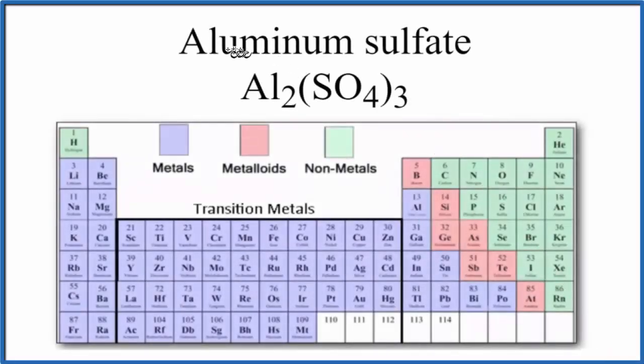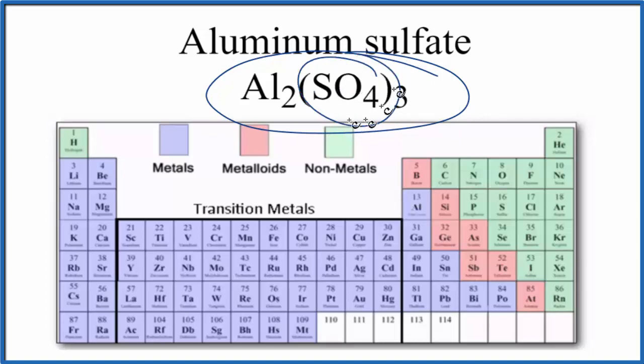In this video, we'll look at whether aluminum sulfate, Al2(SO4)3, is ionic or covalent. The short answer is that the entire compound itself is an ionic compound. But when we look at the bonds between the sulfur and the oxygen atoms, those bonds will be covalent.